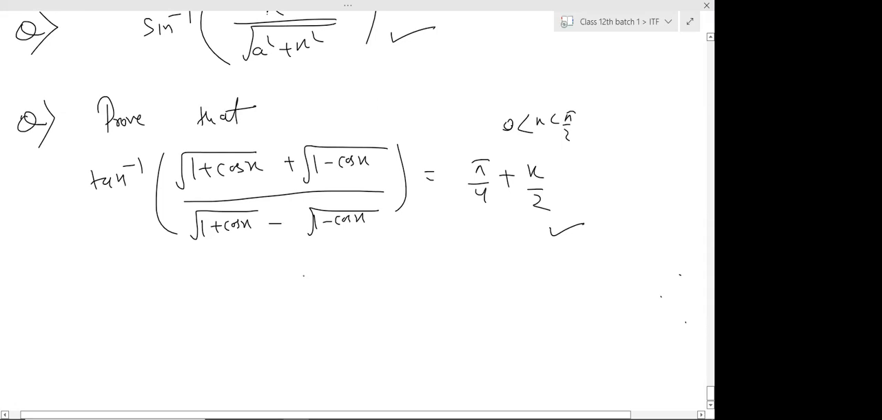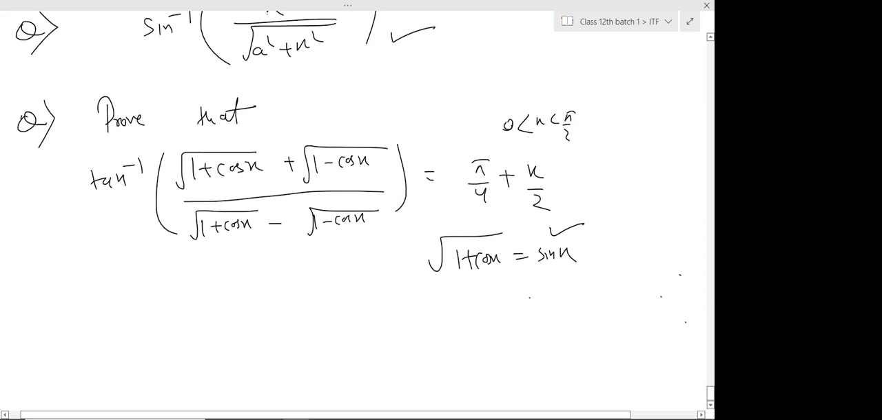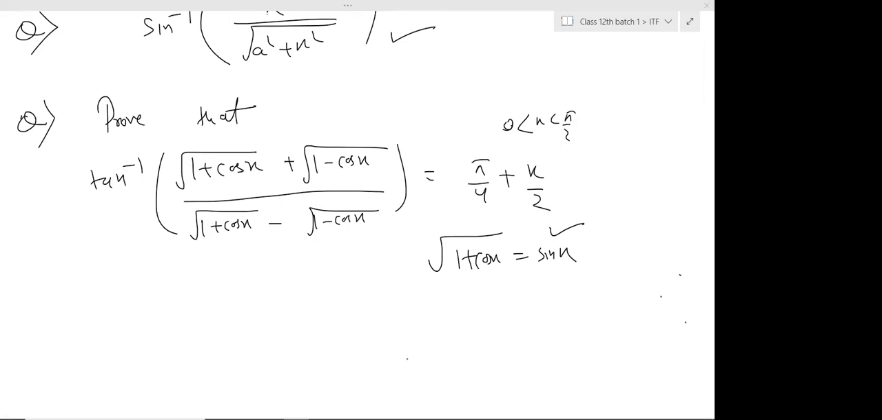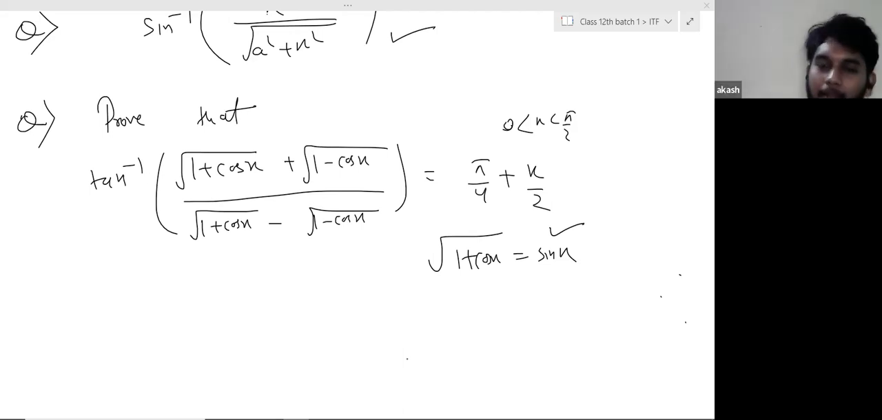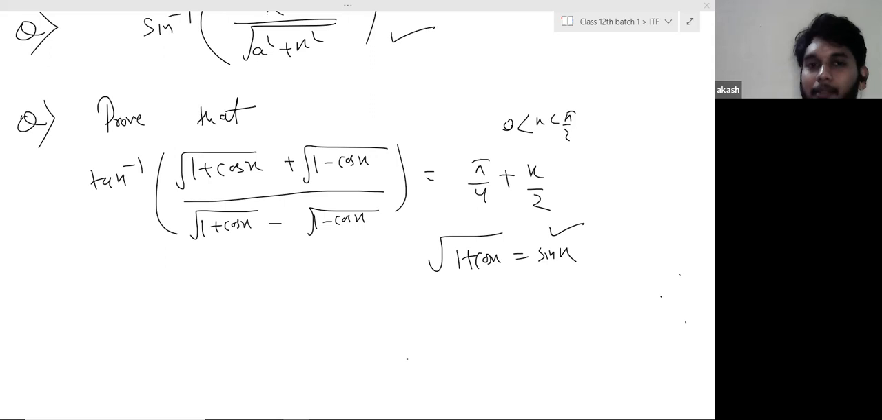Sir, root 1 plus cos x is sin x, right? Can I write this? Oh, no, sir. Sir, we can use that identity, I guess. 1 plus cos x is 2 cos square x by 2. Absolutely right. Shikhani, we cannot use that identity, right? 1 is equal to cos square x plus sin square x.